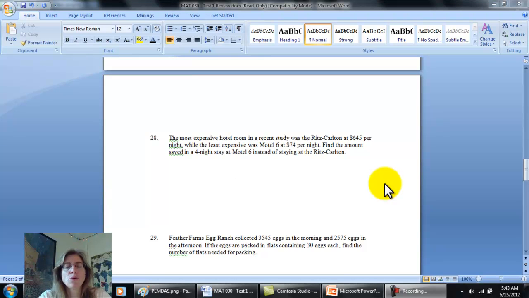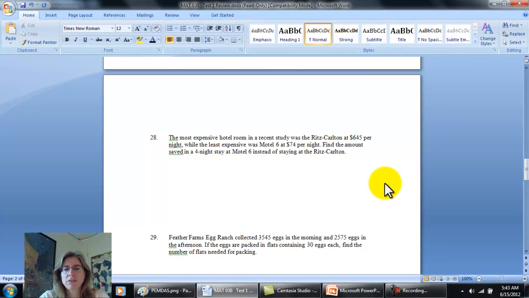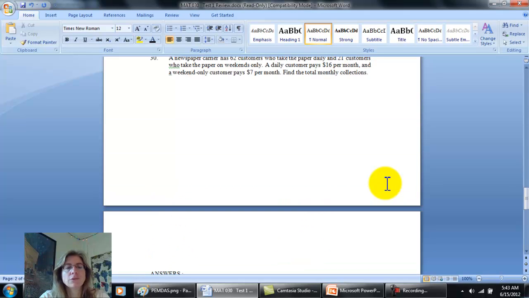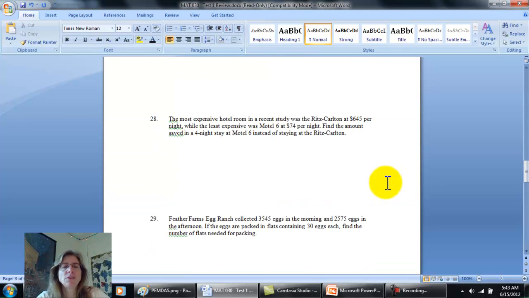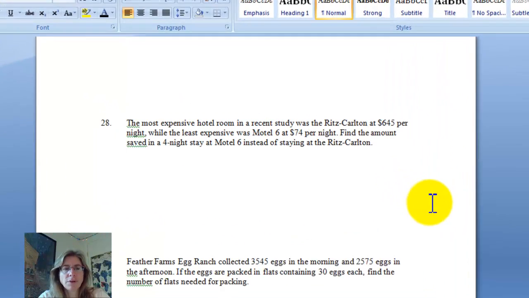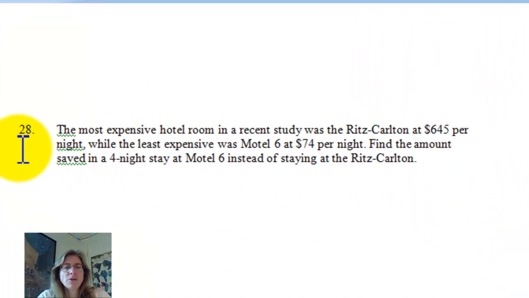Now we're going to work on word problems, and that's the last 3 problems on the Test 1 review. So the first problem is, the most expensive hotel room in a recent study was the Ritz-Carlton at $645 per night, while the least expensive was Motel 6 at $74 per night. Find the amount saved in a 4-night stay at Motel 6 instead of staying at the Ritz-Carlton. Well, that doesn't sound like fun.